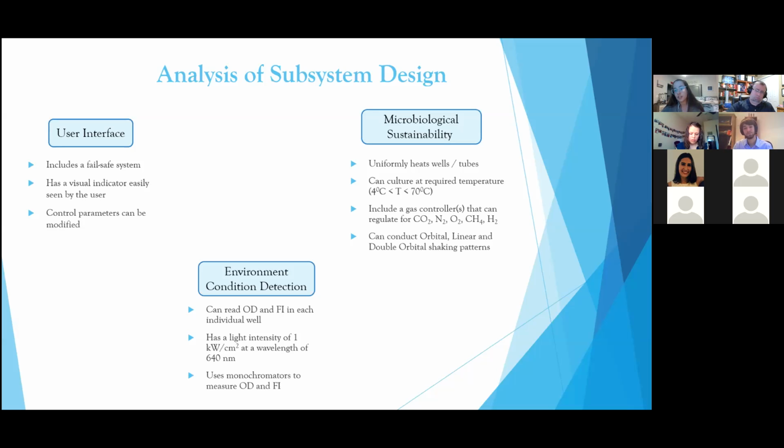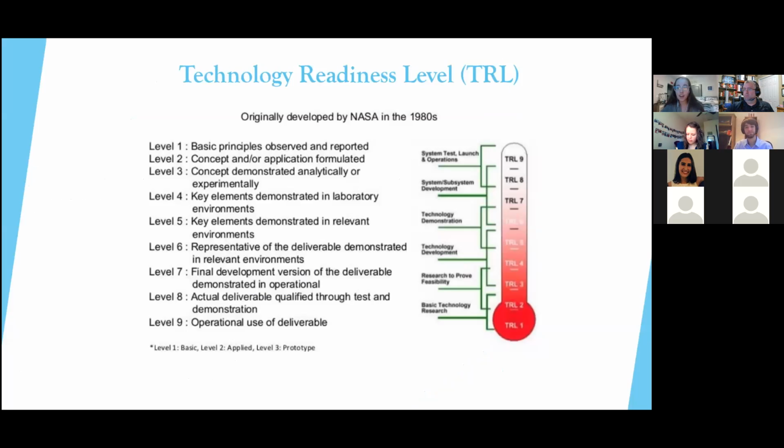The microbiological sustainability subsystem uniformly heats the well plates and the conical tubes. It can culture at the required temperature, which range is again found below, and it includes gas controllers that can appropriately regulate the 5 required gases. And as Francisco said, it can conduct all 3 independent shaking patterns. So from there, I will hand it over to Ashley, who will talk about our TRLs.